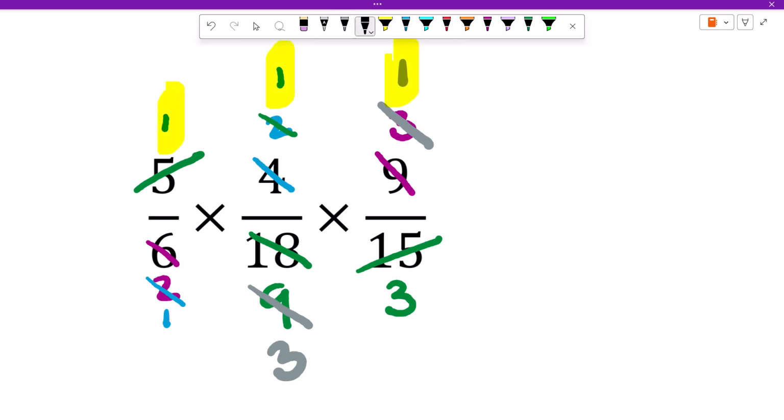So 1 times 1 times 1 is 1. On the bottom, we have 1 times 3 times 3. What number do we get there? 9. Excellent.